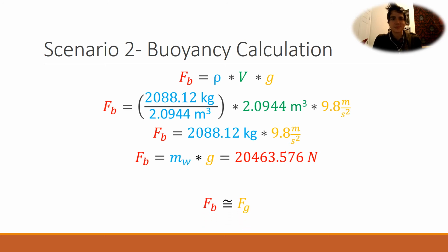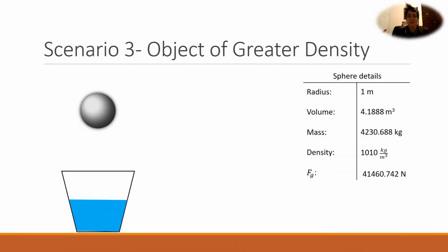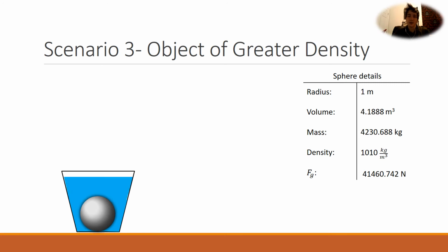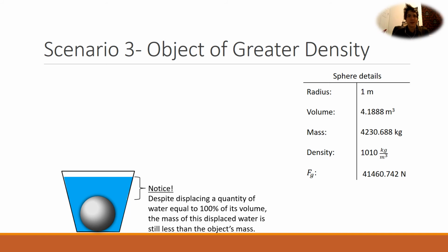Now let's consider a sphere with the same volume but greater density. Notice that this increase in density will increase the force of gravity acting on the object as well. This time, when we place the sphere in the water, the shift in forces will cause the sphere to entirely submerge itself. Thus, the fluid displaced is equal to the entire volume of the object, and at no point did the mass of the water displaced by the sphere equal that of the entire sphere.